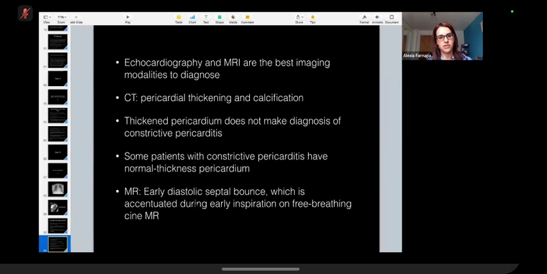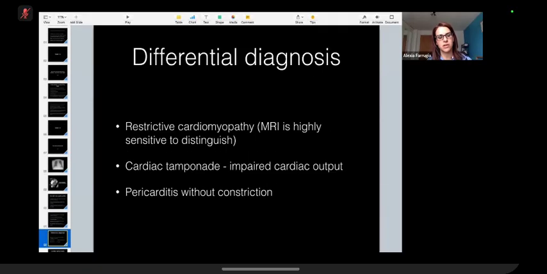On MRI, there is an early diastolic septal bounce, which we see accentuated during early inspiration on free breathing on the Cine sequence. This is almost diagnostic, and it helps us to distinguish from the other differential, which is a restrictive cardiomyopathy, where this septal bounce is absent. The differential includes cardiac tamponade, but these patients present with impaired cardiac output, raised JVP, and muffled heart sounds, all of which weren't present in this case. Another differential is pericarditis without constriction.